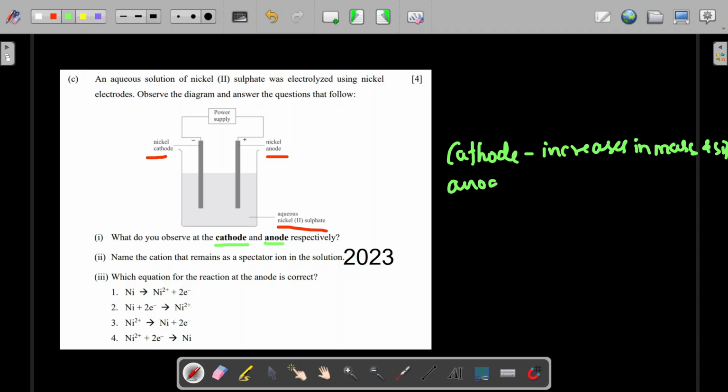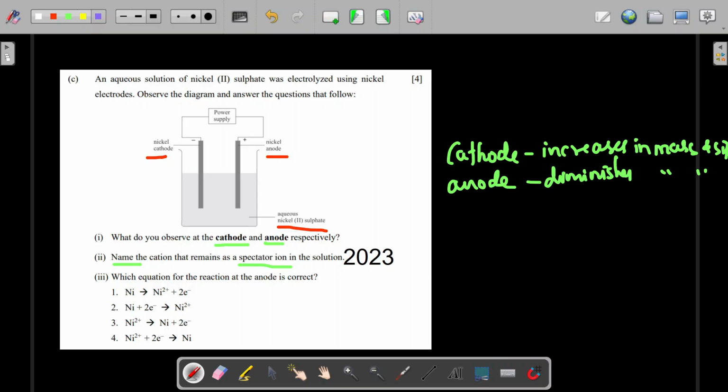Anode diminishes in mass and size. Okay, both the points you have to write. Don't write only one. Name the cation that remains as a spectator ion. Now, what is the spectator ion?